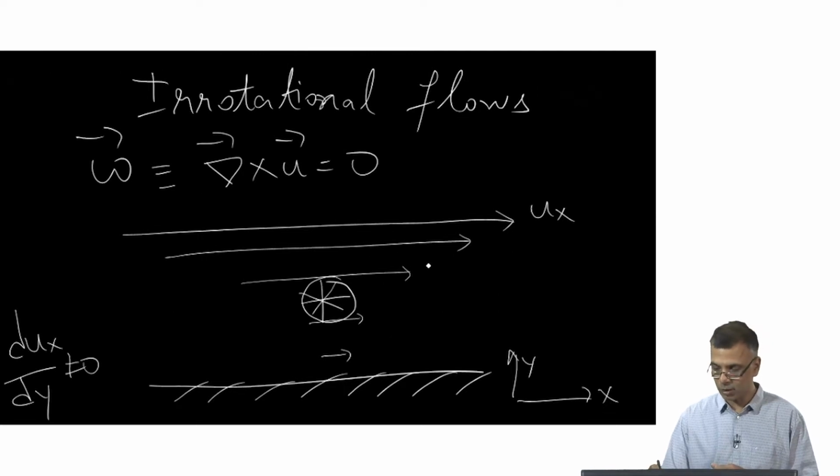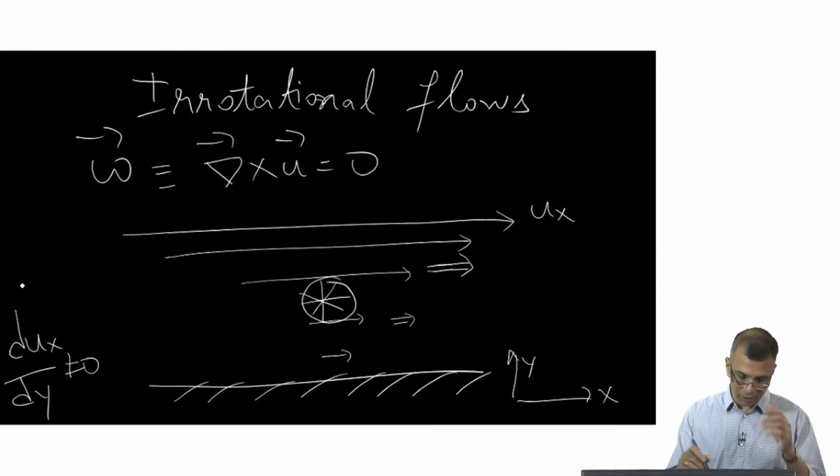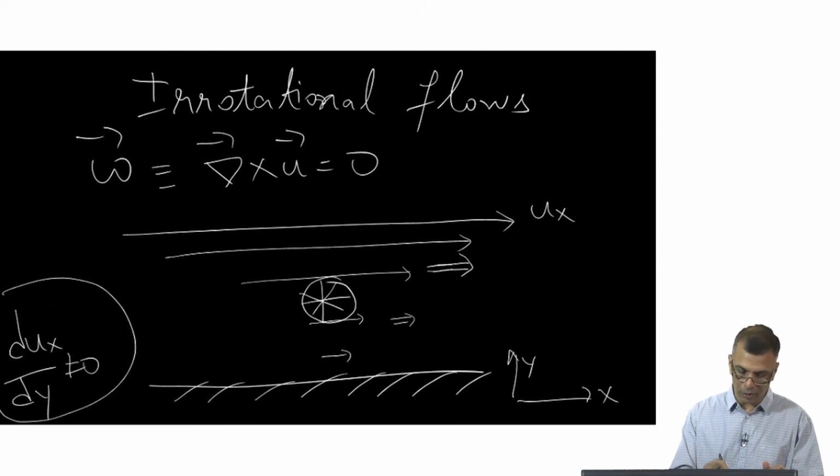If you placed a little paddle wheel in here, it would rotate, because the force on top is slightly larger than the force here, so it would rotate. So this is a situation where the curl of u is not 0.